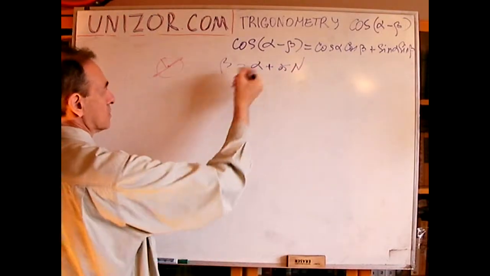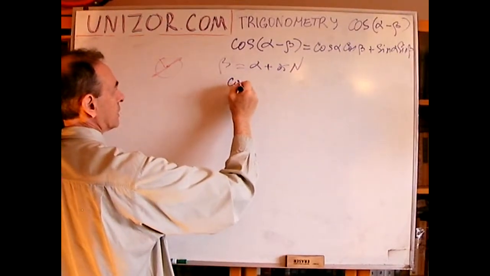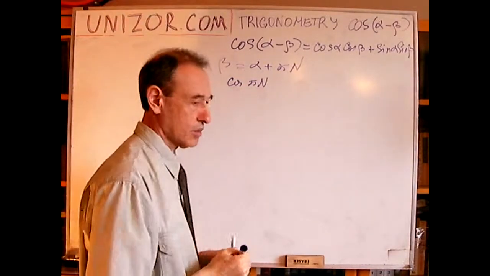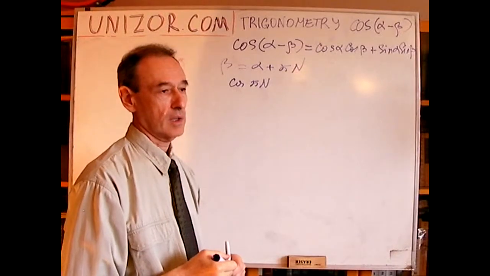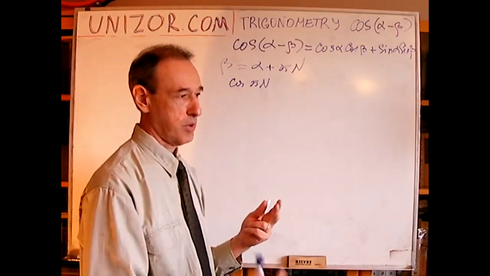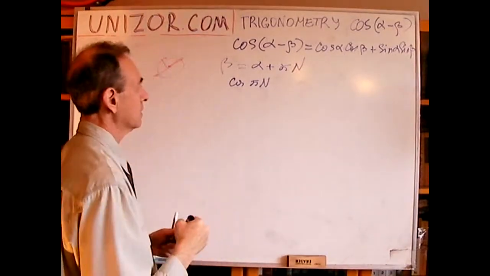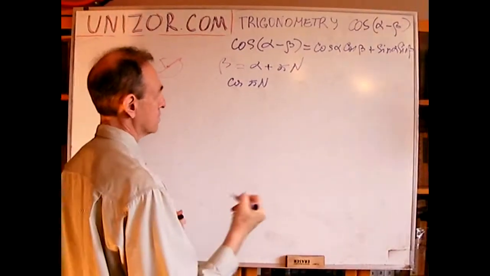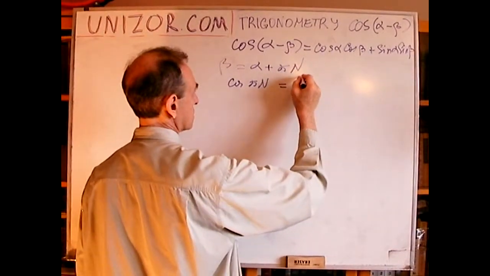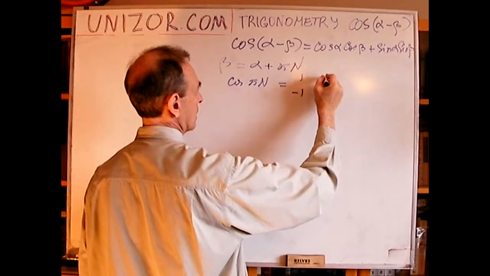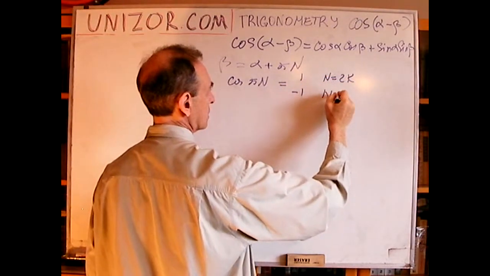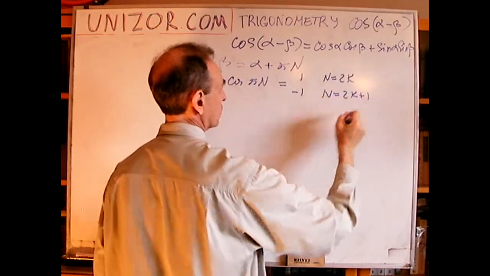Now, what happens with the difference? Well, on the left I will have cosine of pi n. Now, what's the cosine of pi n? Well, for 0 it is 1, and for pi it is minus 1. So it's plus or minus 1, depending on whether n is odd. So it's 1 or minus 1. This is for n even, and this is for n odd.